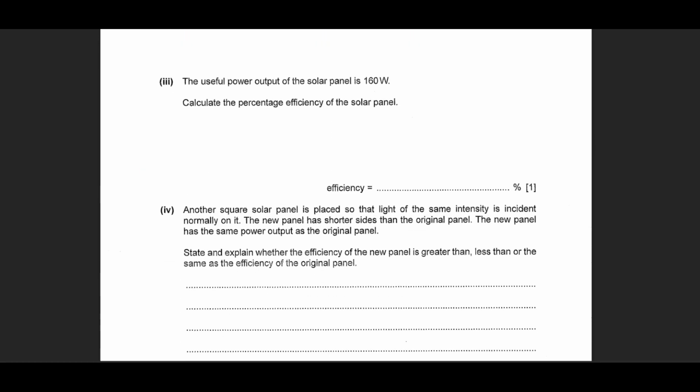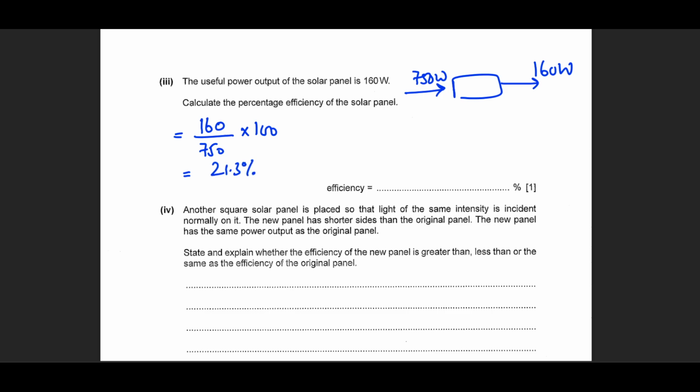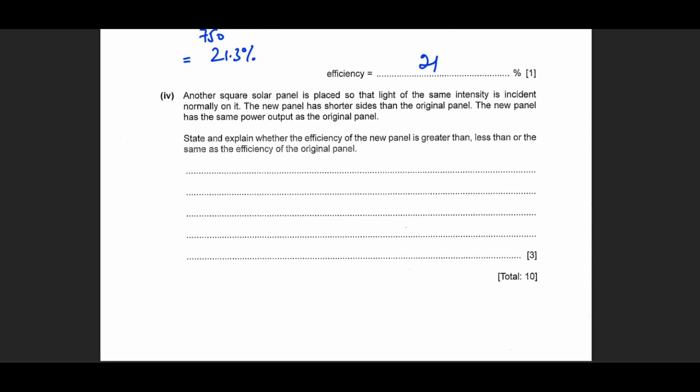Moving on to question number 3, he says the useful power output is 160 watts. We are supposed to find out the efficiency of the solar panel. So we understand that for the solar panel, the input power is 750 and the output is only 160 watts. So we are investing 750, but we are only getting back 160. So multiplying this by 100 gives us the answer as 21.3%. So this is going to come out as 21%.